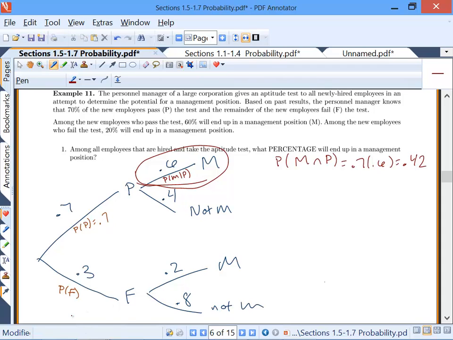So if you multiply along branches, you get the probability of the intersections. If I multiply along the next set of branches, 0.7 times 0.4, this would be the probability of pass and not M. So 0.7 times 0.4 should give me 0.28.